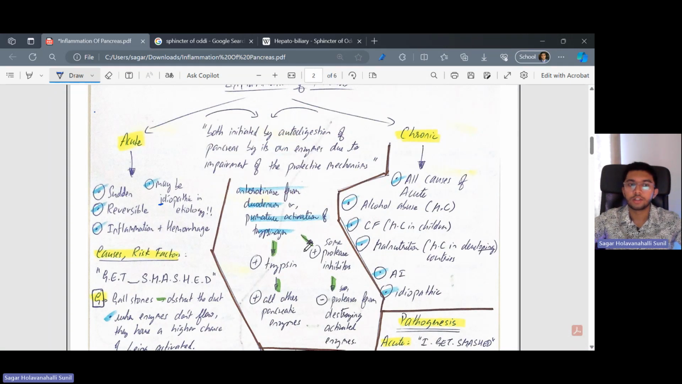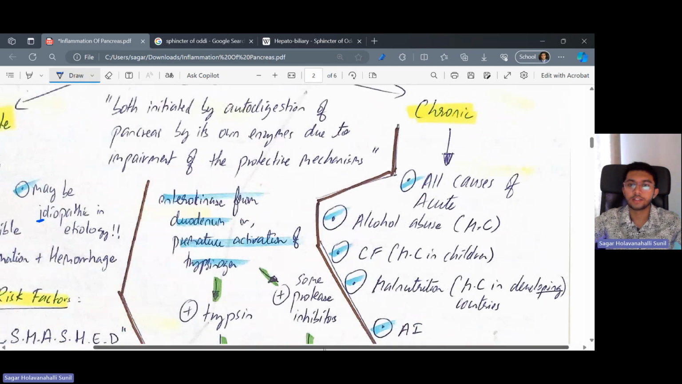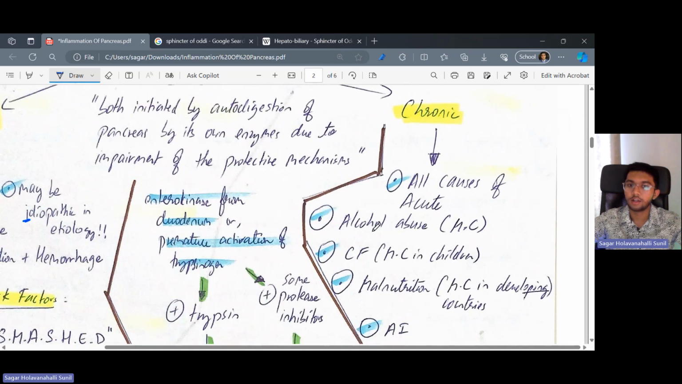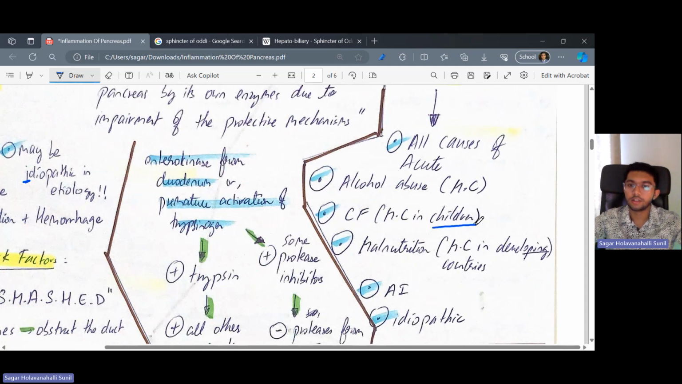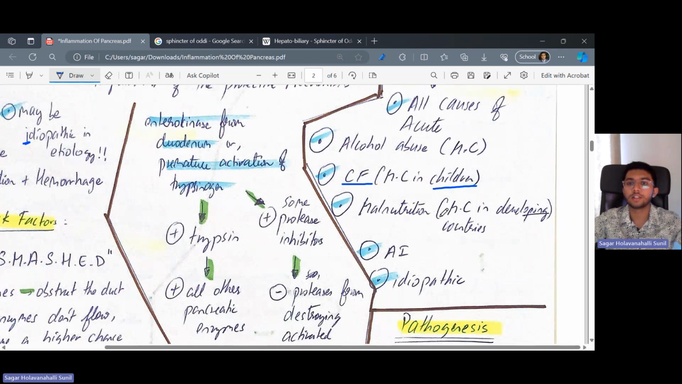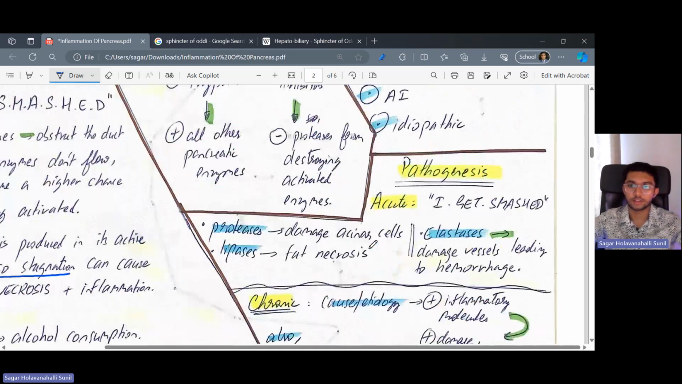Let's go for chronic. Chronic is basically all the causes of acute. Then, most common in adults is alcohol abuse. Most common in children is cystic fibrosis of the pancreas. Most common in developing countries is malnutrition. Then you also have autoimmune and idiopathic. Again, these two also belong to the causes of acute pancreatitis.